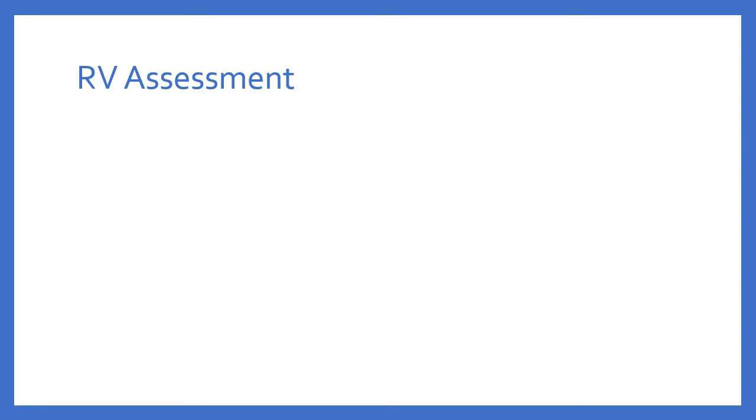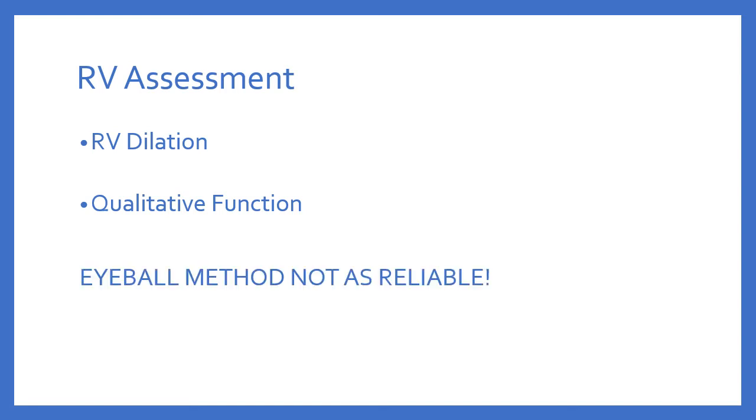Now we will move on to discuss the assessment of the right ventricle. So we will look for dilation of the right ventricle, and just like the left, we'll also look for the qualitative function. But we must have a caveat that the eyeball method for the right ventricle is not as reliable as it is for the left ventricle. So we need to keep that in mind as we talk about function.